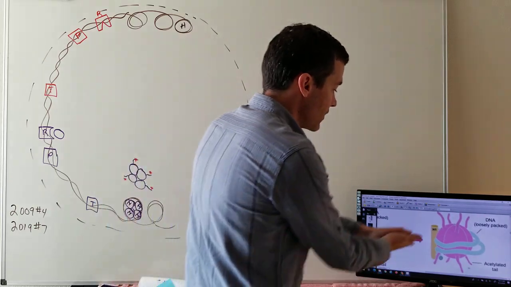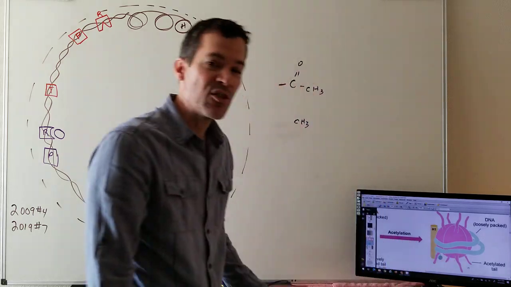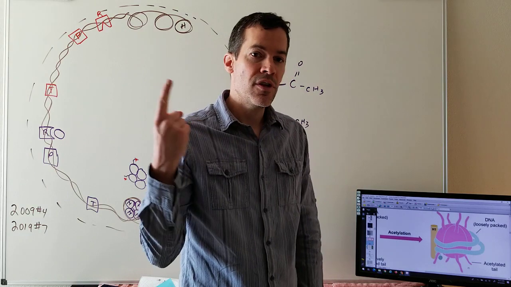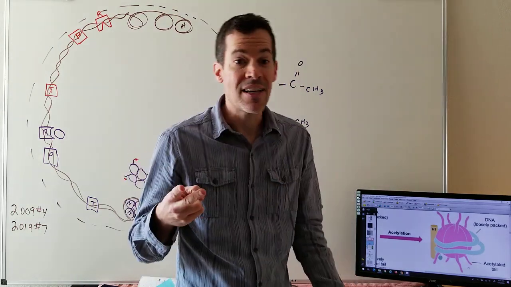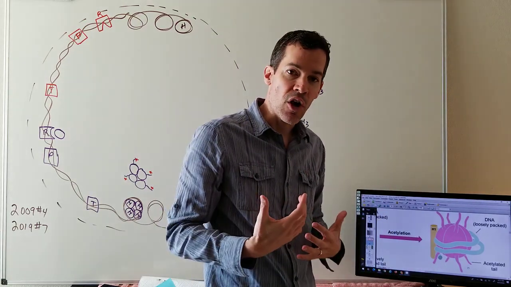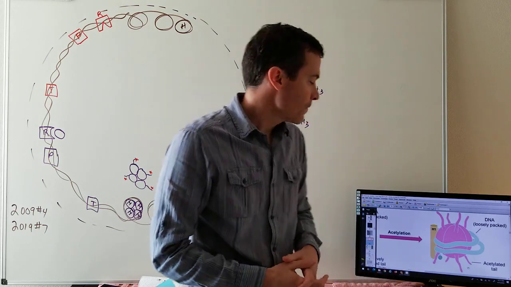And so now the tails let go of the DNA. Now the DNA is loosely packed and the DNA is more likely to be on. So if I acetylate histones, then that's turning genes on. If I deacetylate them, if I take the acetyl groups away, then the reverse happens and now I'm turning those genes off. So this is one way that we can manipulate histones.